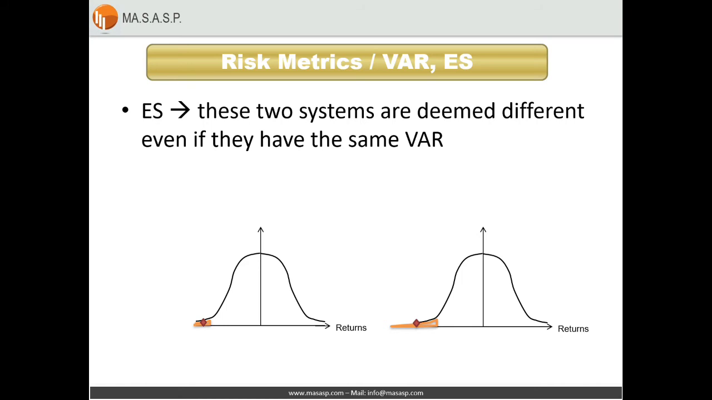Let's take these two illustrative systems whose profit and loss distribution are drafted here. They have exactly the same VAR, but the one on the right-hand side has a bigger negative tail and then a bigger expected shortfall in absolute value. Because of that, the latter is deemed more risky than the other.